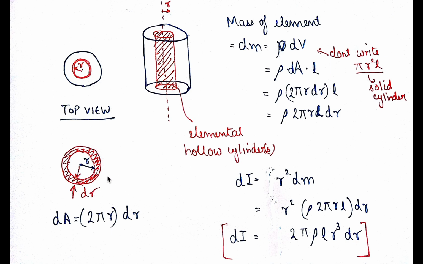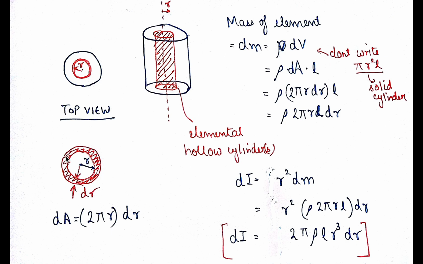Okay, if you write this, then it will be pi (R plus dr) whole square minus pi small r square. Because dr is very small, if you apply the expansion and neglect the very small terms, you will again get this only, that is 2 pi r into dr. So visualize it this way, that is 2 pi r into dr.